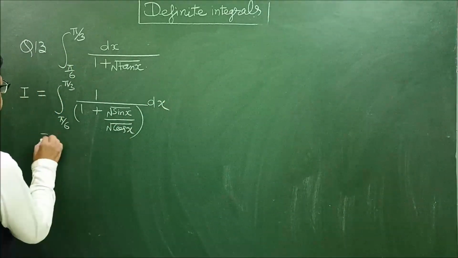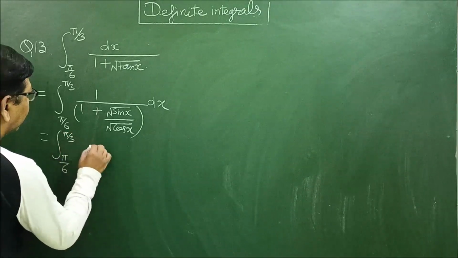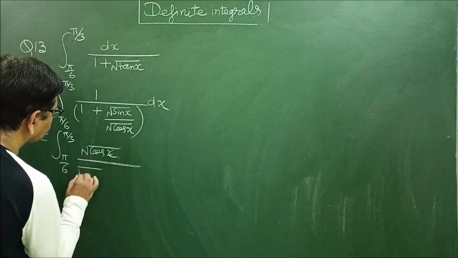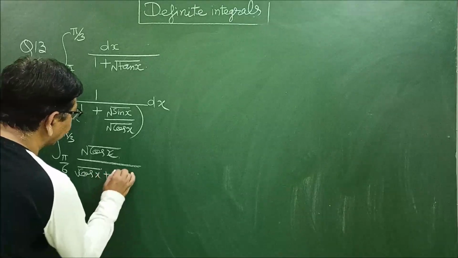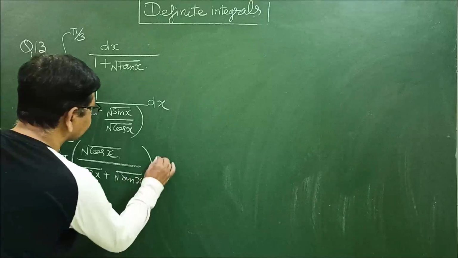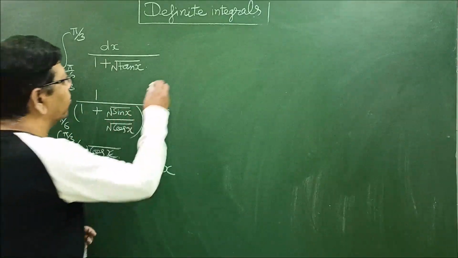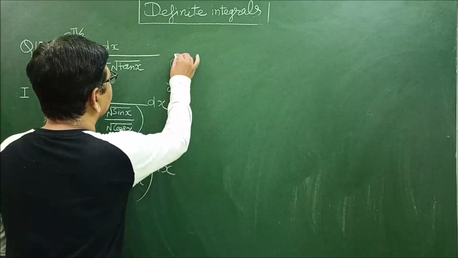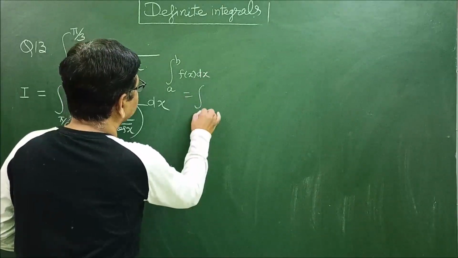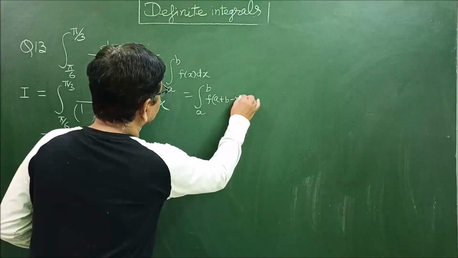So this is equal to integral from pi by 6 to pi by 3 of root cos x upon root cos x plus root sin x. Now the sum of pi by 6 and pi by 3 is pi by 2. So now let us recall the property: integral a to b f(x) dx is equal to integral a to b f(a plus b minus x) dx.